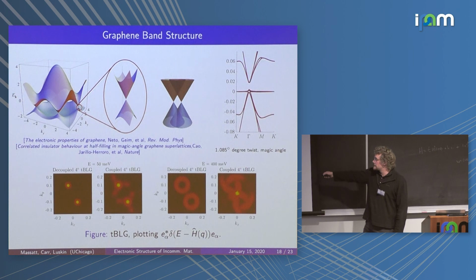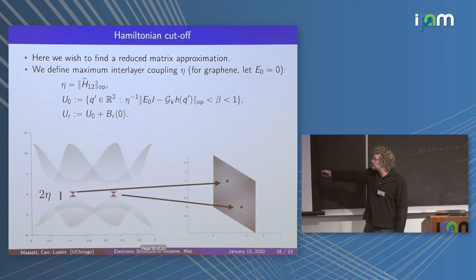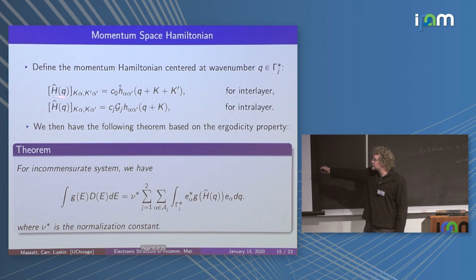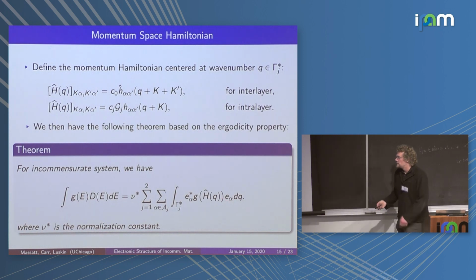OK, so because of this, we have an h hat q that's now a lot smaller as a function of q. I can plug that in here, integrate over a small region in q, and that will give me the whole density of states. But this also gives me band structure, because now I have a very small h hat q.